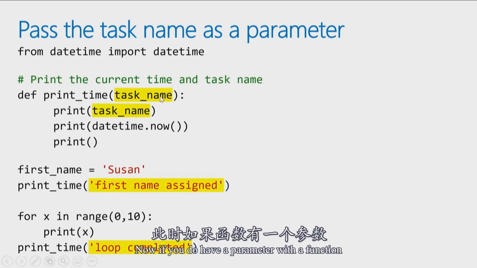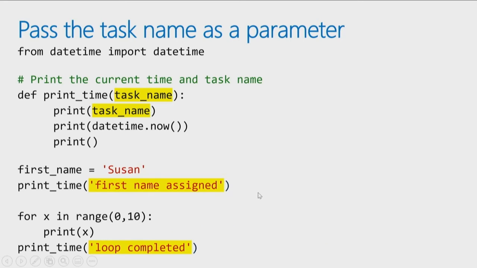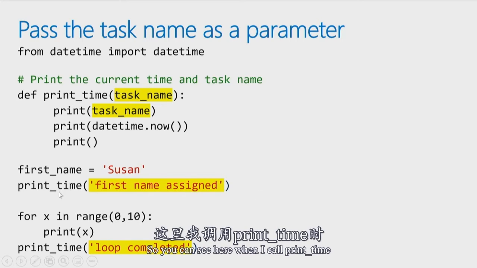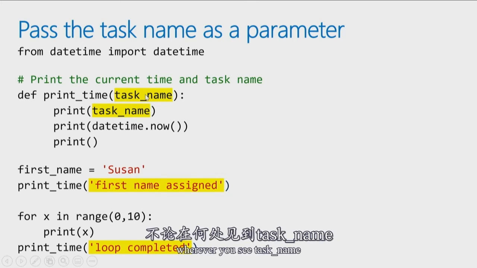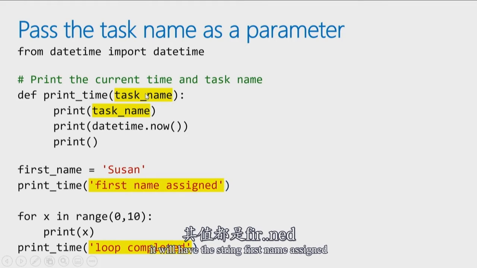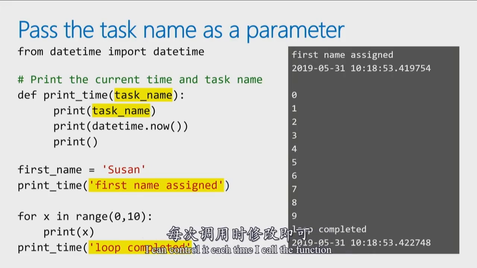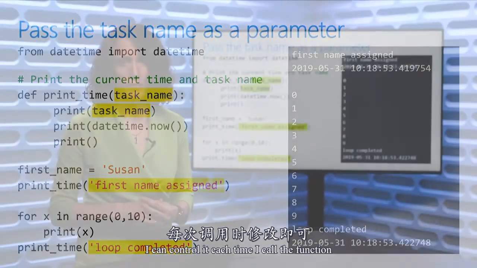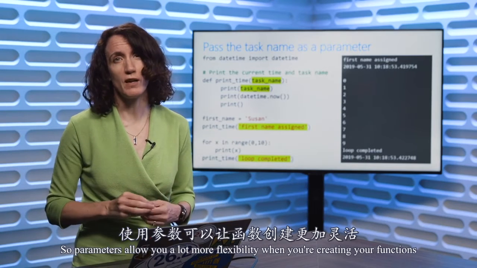Now, if you do have a parameter for the function, then when you call it, you have to pass in a value for that parameter. So you can see here, when I call printTime, I pass in first name assigned. So now when this function runs, wherever you see task name, it will have the string first name assigned. So that way I get the message I want when I want it. I can control it each time I call the function. So parameters allow you a lot more flexibility when you're creating your functions.